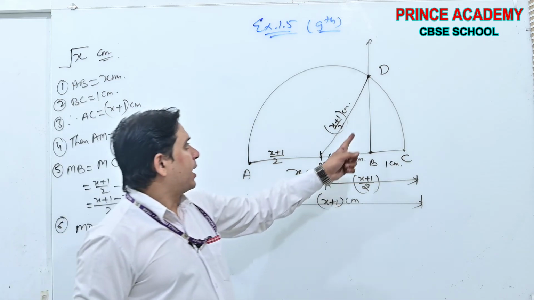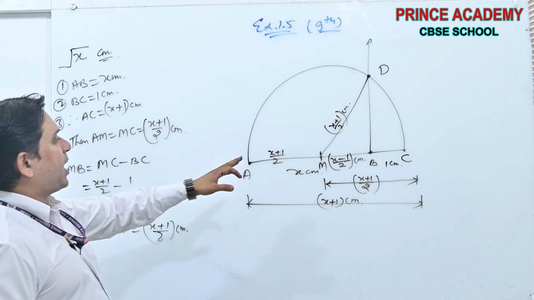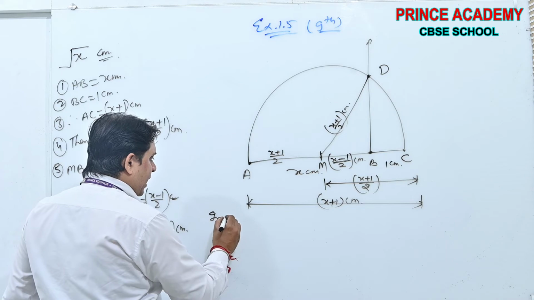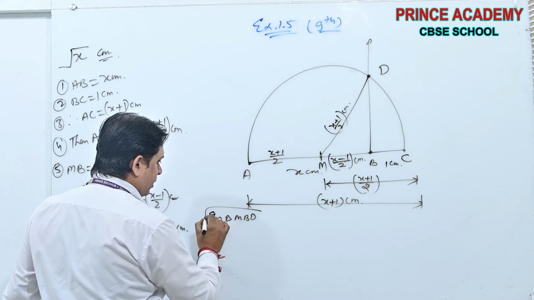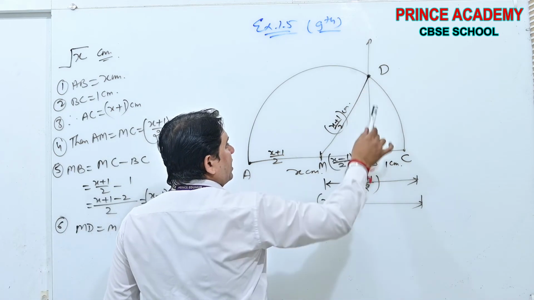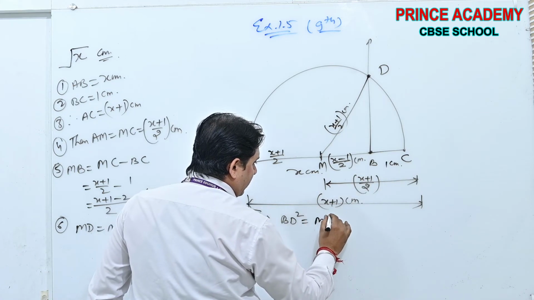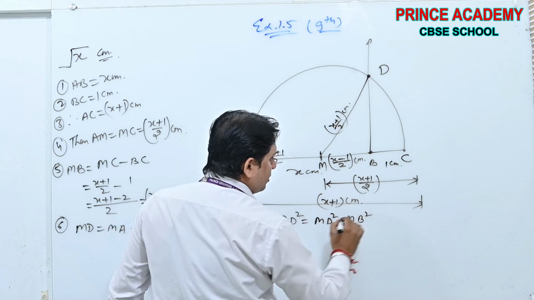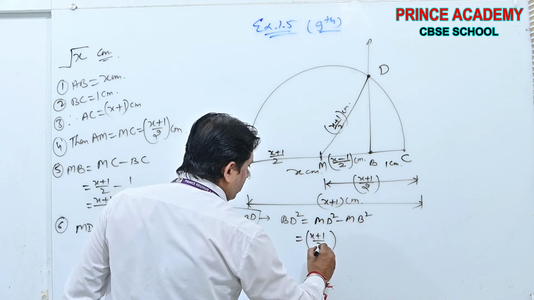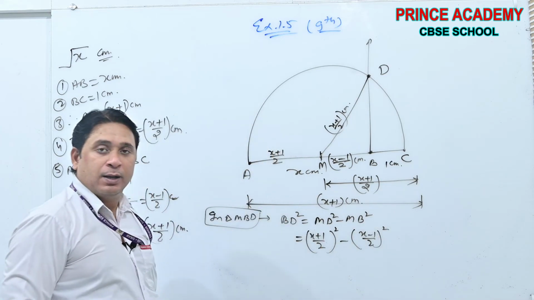Now in right angle triangle MBD, I am writing here. See, beta, in triangle MBD, what will happen? BD square is equal to MD square minus MB square. MD is x plus 1 by 2, and MB is x minus 1 by 2. Put square, so. Done, beta.